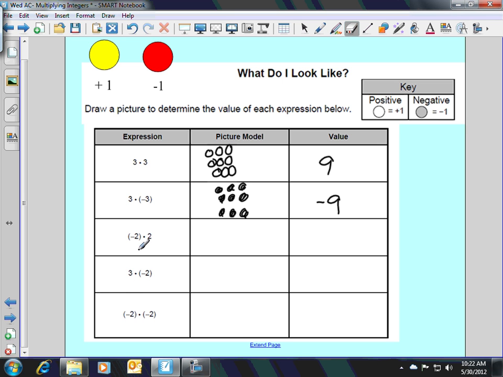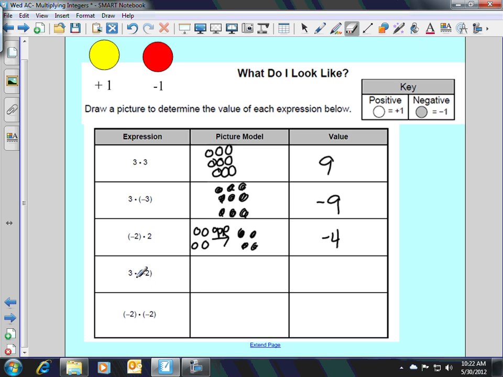Now this one means the opposite of 2 groups of 2. Opposite of 2 groups of 2. Well, that's 2 groups of 2. I want the opposite of that. And yes, you do need all these pieces to your modeling. So I need to see this thought process, 2 groups of 2. I want the opposite of that.